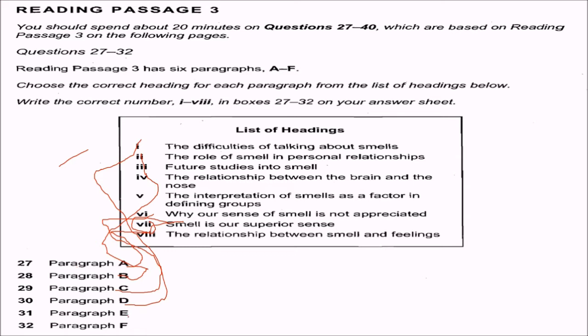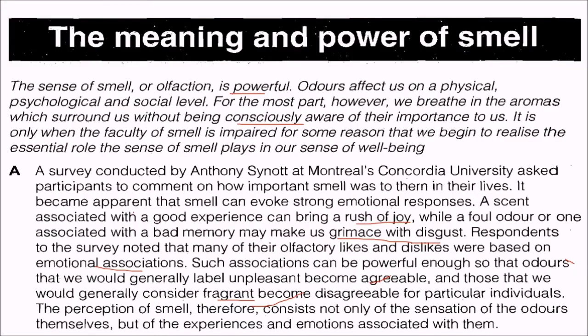E, that is 31, matches with 3: future studies into smell, researching. And finally F, which was 32, and this is the interpretation of smells as a factor in defining groups and community, interacting with the world.